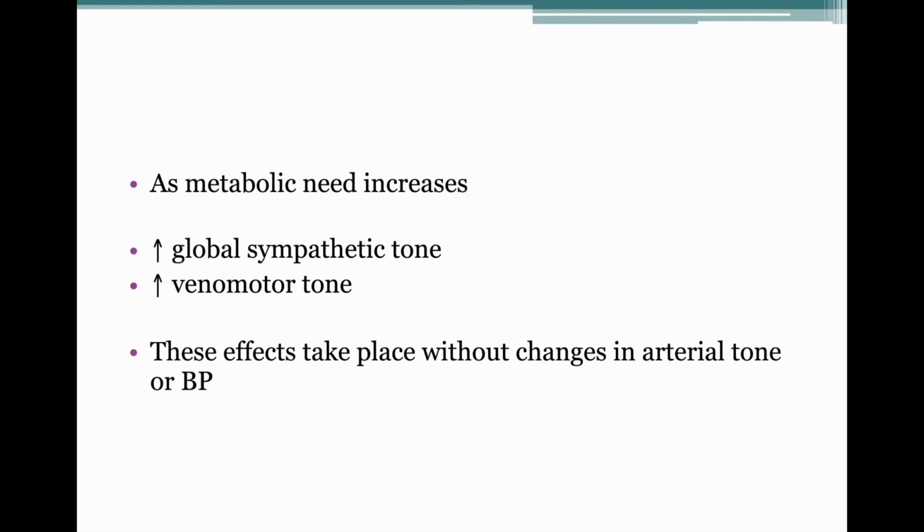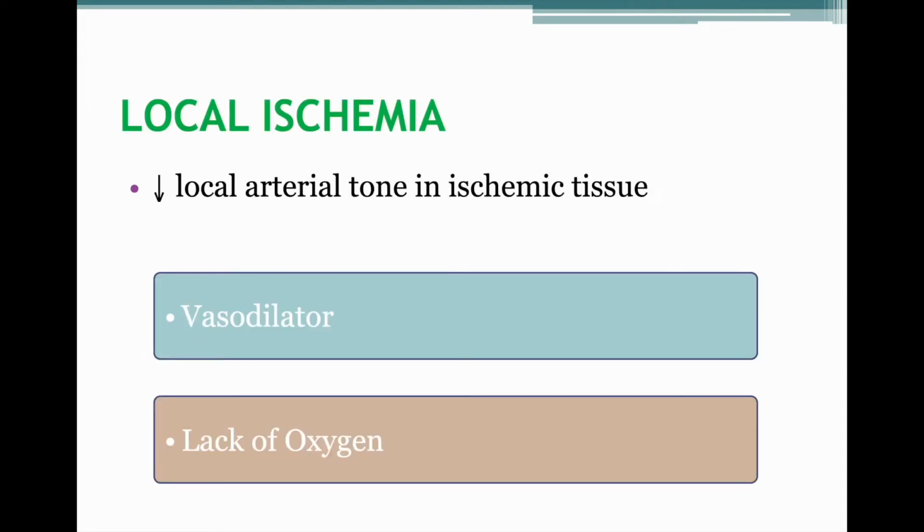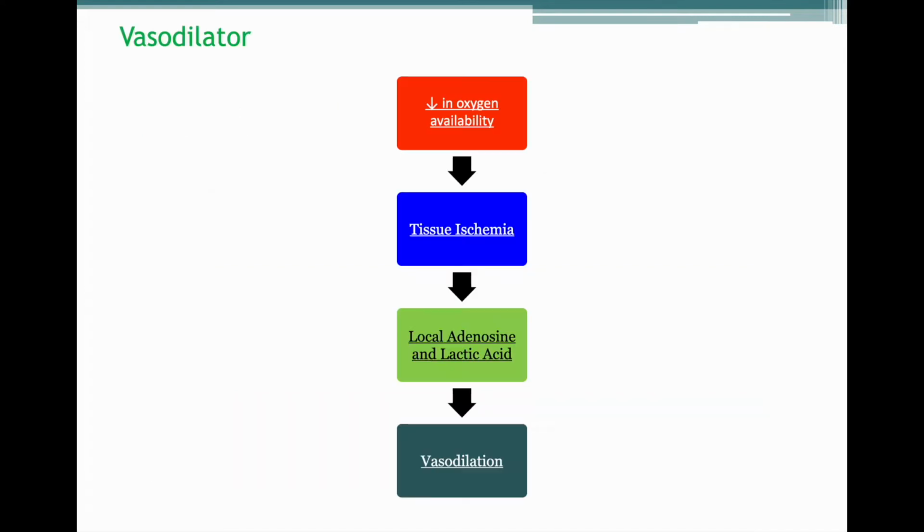Once this goes out of hand, then come the changes in the arterial tone. So the first factor is your local ischemia. In local ischemia, there is reduced local arterial tone in the ischemic tissue, which can be explained by the vasodilator theory or the lack of oxygen theory. Now the vasodilator theory, the theory is that there is a reduction in oxygen availability as the blood flow goes down.